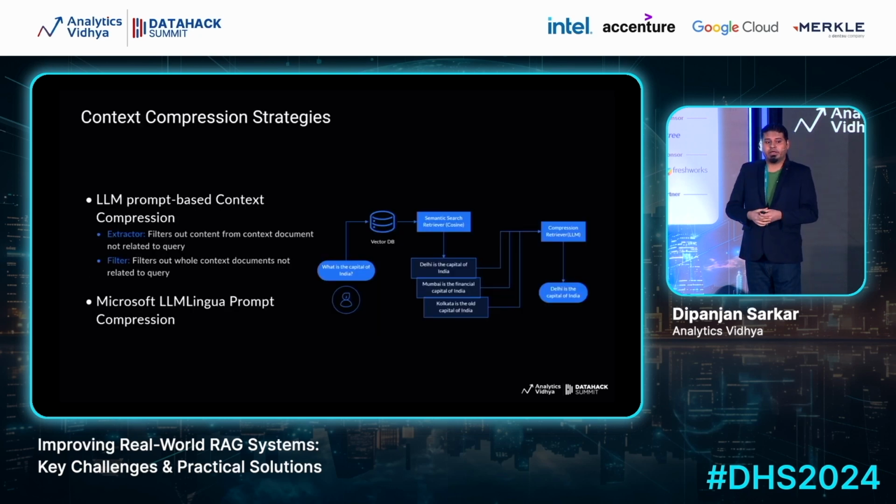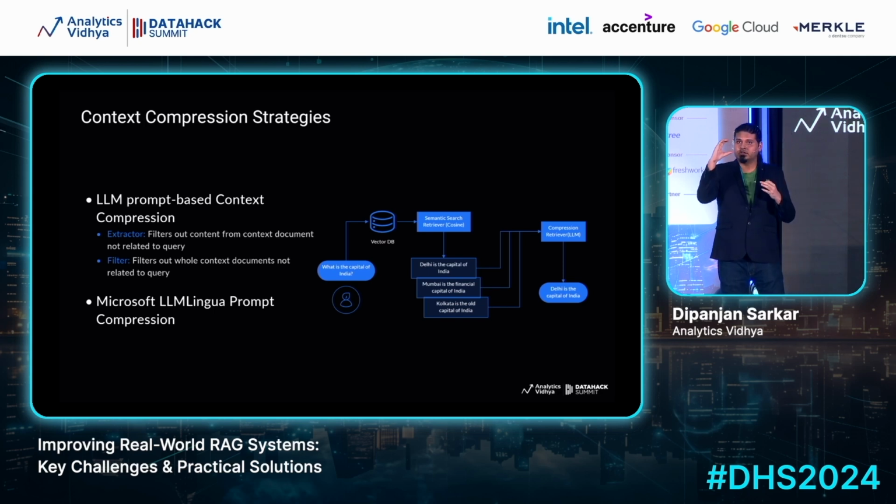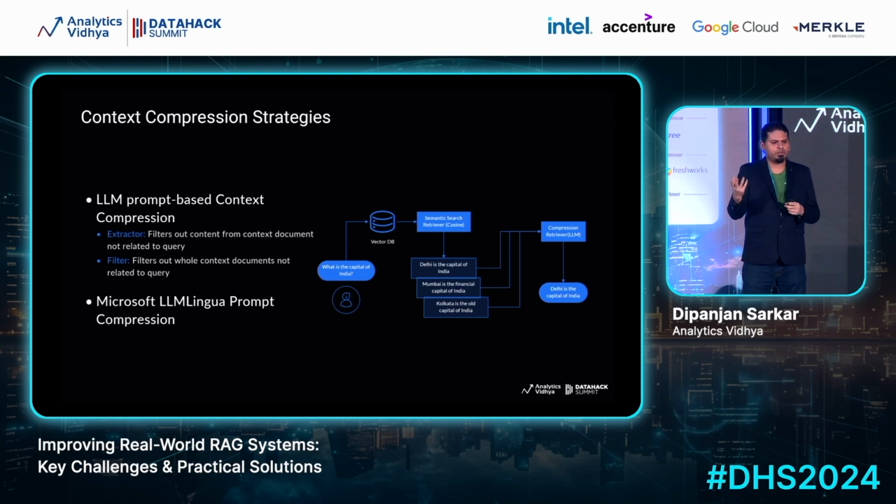Context compression strategies. If you have a lot of data in your retrieved chunks, it can sometimes confuse the LLM. So you can use various ways to reduce the context documents. How do you do that? Prompt-based compression, usually. So you can use an LLM and a prompt-based context compression. There are 2 strategies. Extractor means from the documents, remove parts of the document not related to answer the question. Filtering strategy, just remove entire documents which are not relevant to answer the question. So it's using an LLM here to do this.